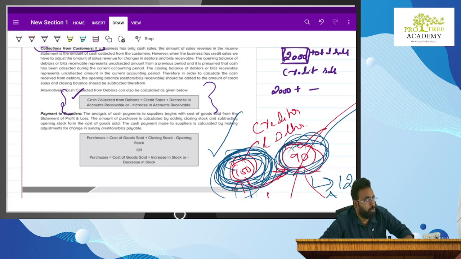Don't worry, if you don't understand, just hold on to the formula as of now. When we solve the sum, you will actually get to know how we use that formula, in what circumstances we use those formulas. Clear? This is just for you to get the basic information as of now. When we start solving, you will actually see how we apply these formulas. Clear? Next, sir. Payment to supplier.